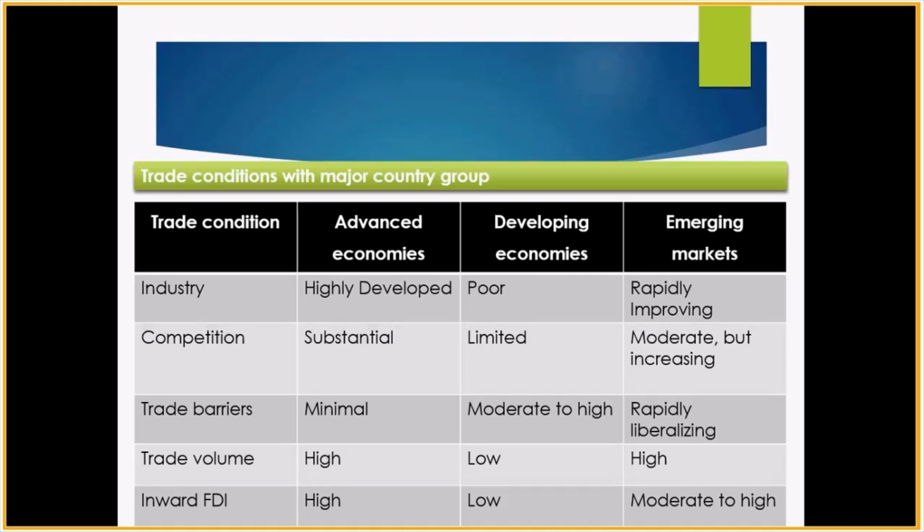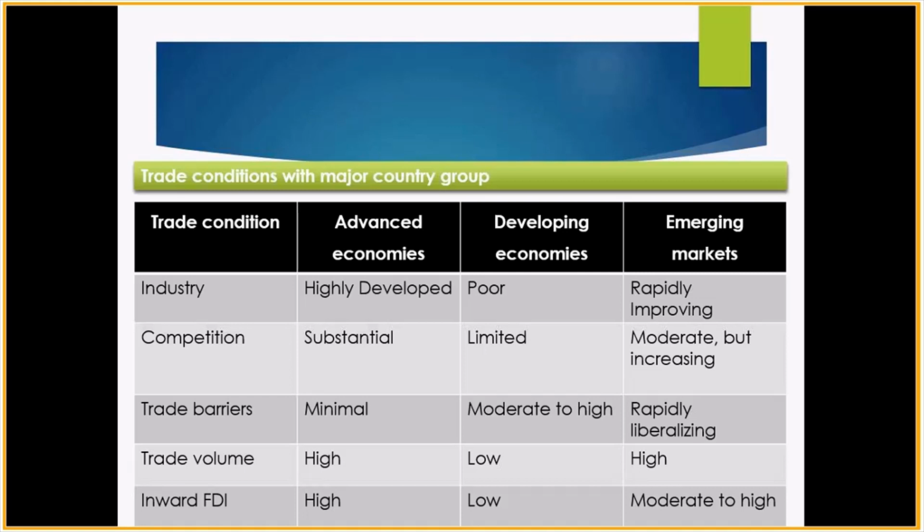On the other side, in emerging markets, it is rapidly liberalizing. It means the government is interested in inviting a lot of international companies to come into their economy and bring foreign direct investment.